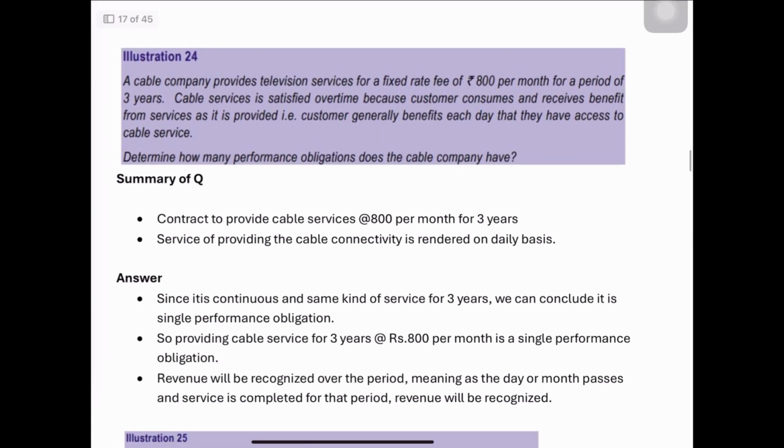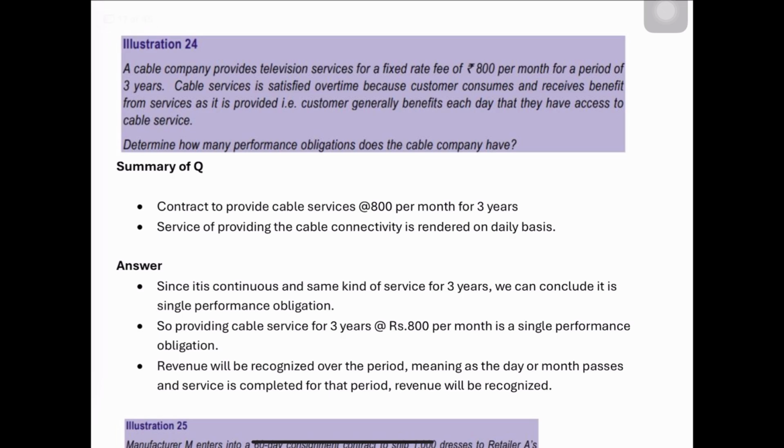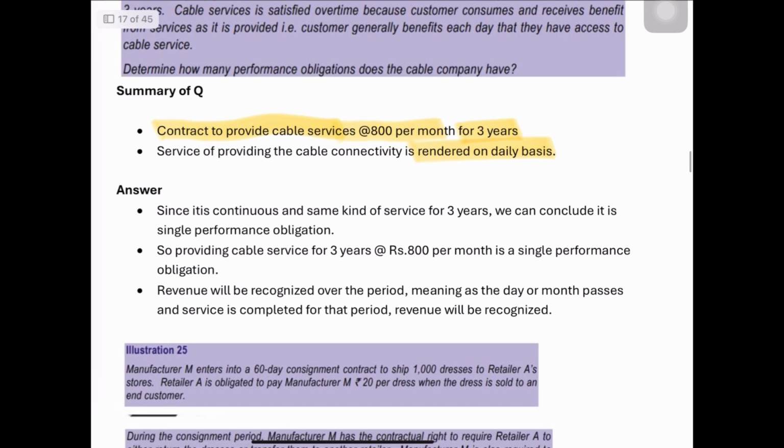Okay, let's go through the next example. So please go through illustration 24. In this illustration, there is a contract to provide cable services at rupees 800 per month for 3 years. The service of providing the cable connectivity is rendered on a daily basis. Here we have to determine how many performance obligations there are in this company.